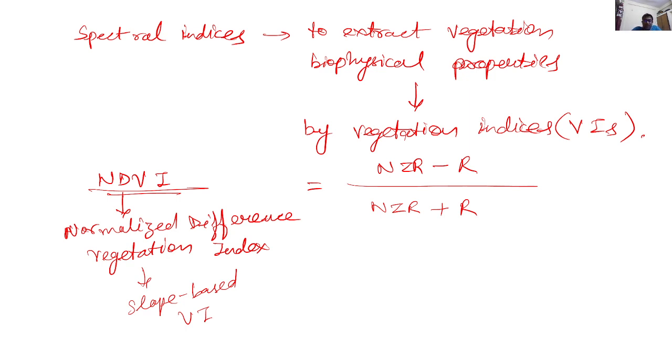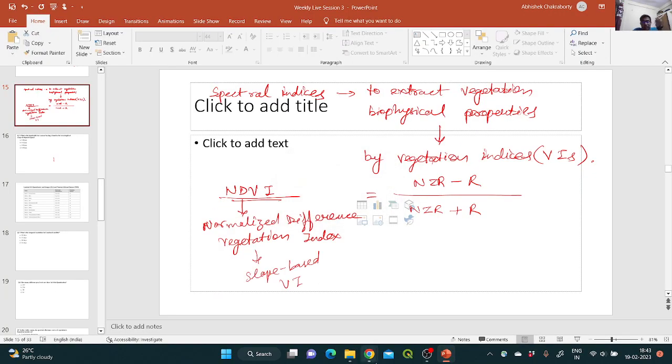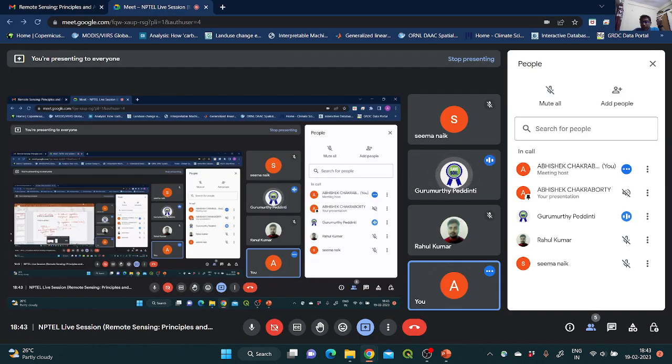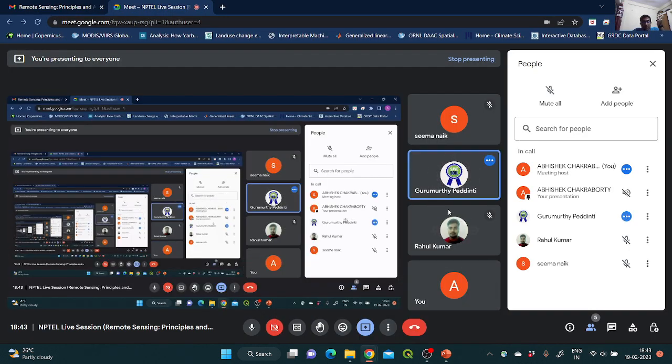NDVI. So nowadays, is someone trying to ask something? Someone is unmuted. Hello, Mr. Gurumurthy, do you want to ask something? Okay, I take it as a no.